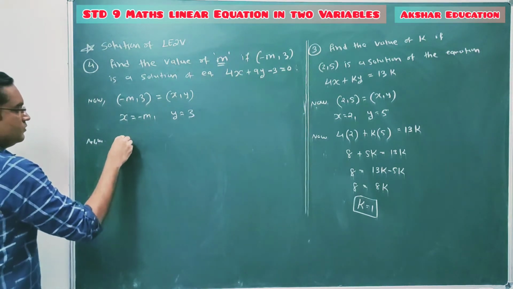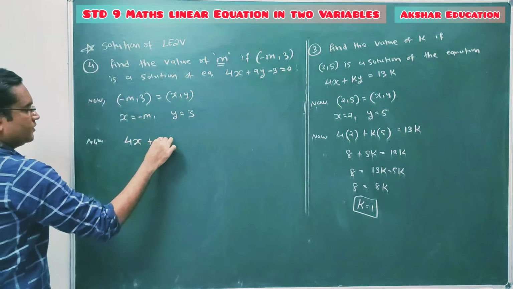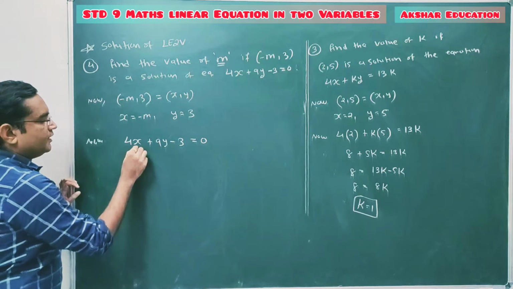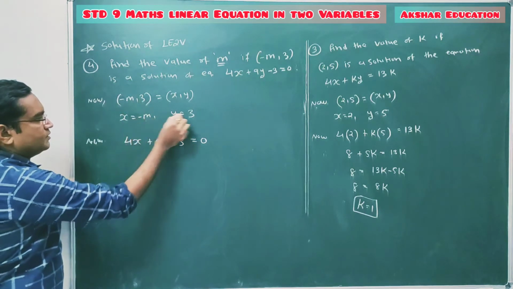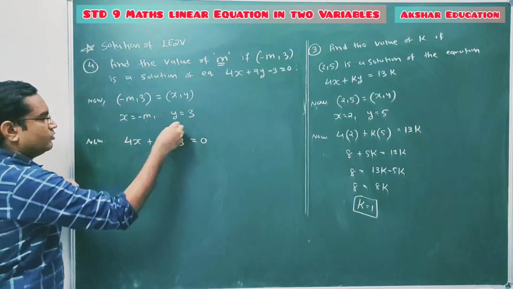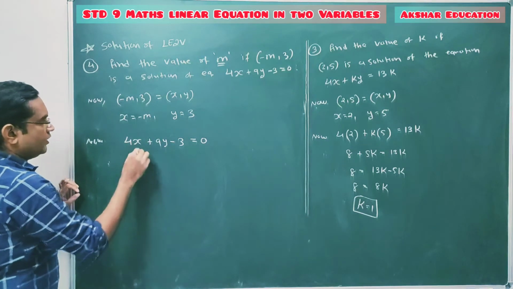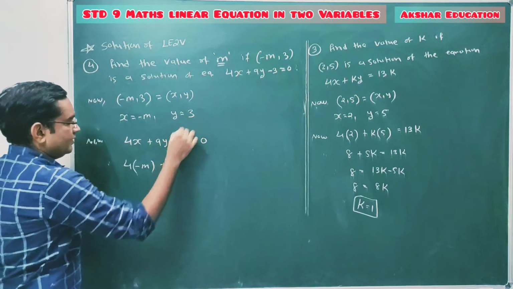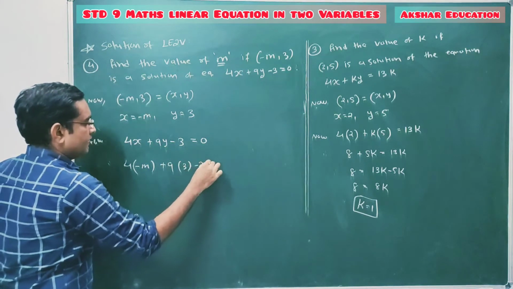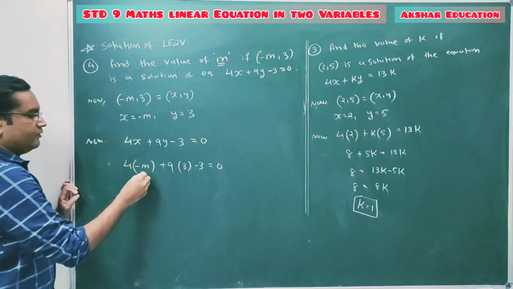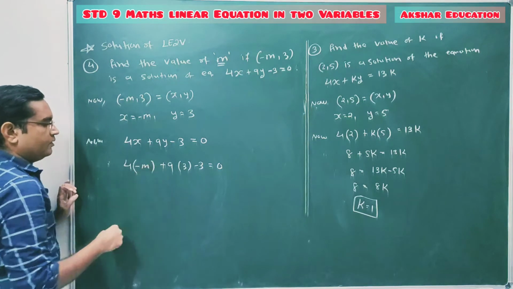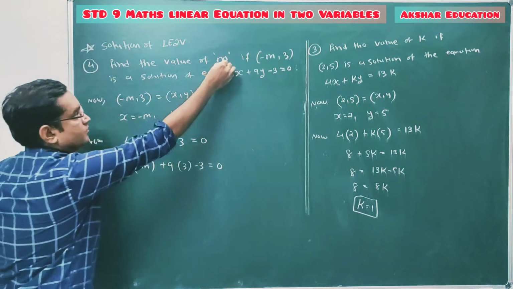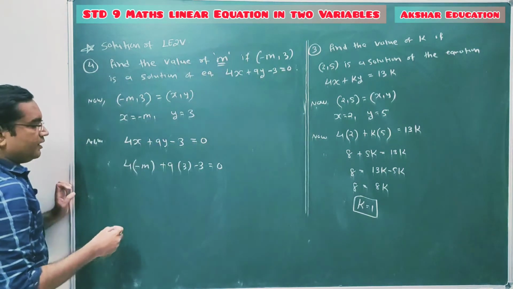So first write down the equation 4x plus 9y minus 3 equal to 0. The solution of this equation is (x, y), which is nothing but (minus m, 3). So put this value of the solution in this equation. So it's 4 into x, x is minus m, plus 9 into y, y is 3, minus 3 equal to 0. So we are getting one equation in variable m. Solve this equation for variable m, and we will get the answer for the unknown variable m.